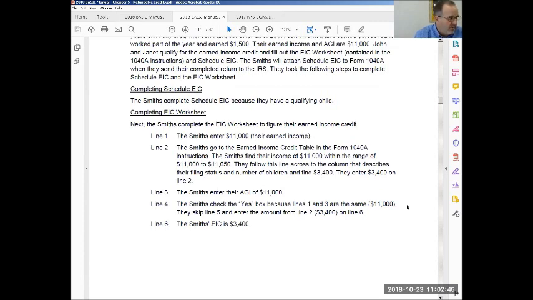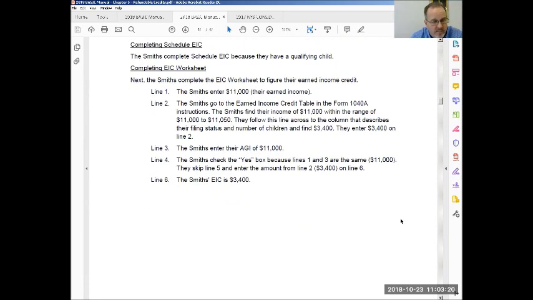Those tables are a little hard to find in places. I always have the little reference book I've told you about. It's one of the tabs right there in the front. Even if their income climbed to $23,950 from the $11,000 they have, they'd still have the same earned income credit, $3,400. If you look at the table, it just stays at $3,400. That's that plateau.